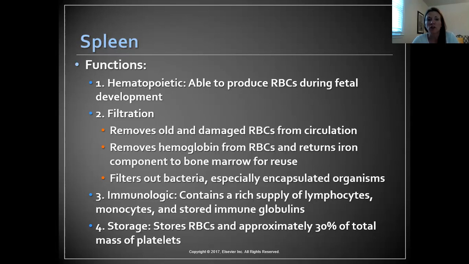Third function is immunologic. It contains a rich supply of lymphocytes, monocytes, and stored immune globulins. And lastly, it functions in storing red blood cells and approximately 30% of the mass of total platelets. A person who has had a splenectomy has higher circulating levels of platelets than a person who has a spleen, because those platelets are not being stored.